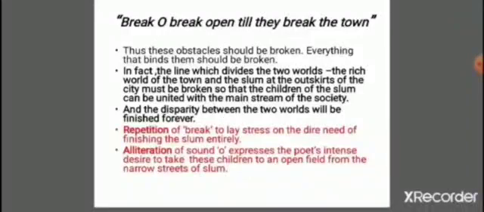Here, repetition of break is used to lay stress on the dire need of finishing the slum entirely. An alliteration of sound O expresses the poet's intense desire to take these children to an open field from the narrow street of the slum. In this way, the poet doesn't want any marginalization of the children as slum children. He wants them to be united with the mainstream of the society.